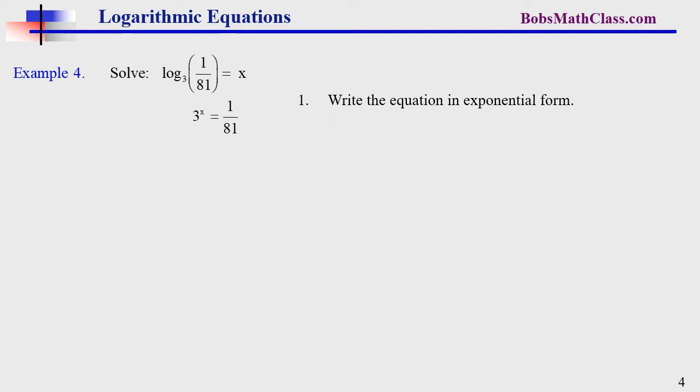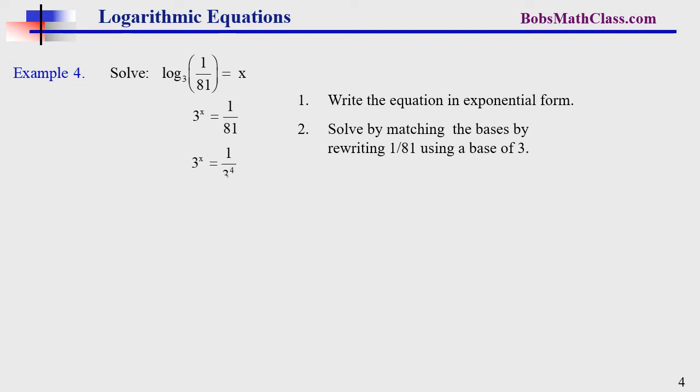So 81, can we rewrite 81 with a base of 3? Yeah, we can, right? 3 to the power 4. Okay, but the 3 to the power 4 is in the denominator, so how do we bring it up to the numerator? Yeah, we just change the sign of the exponent from positive to negative. So what's our answer for x? Yeah, negative 4.